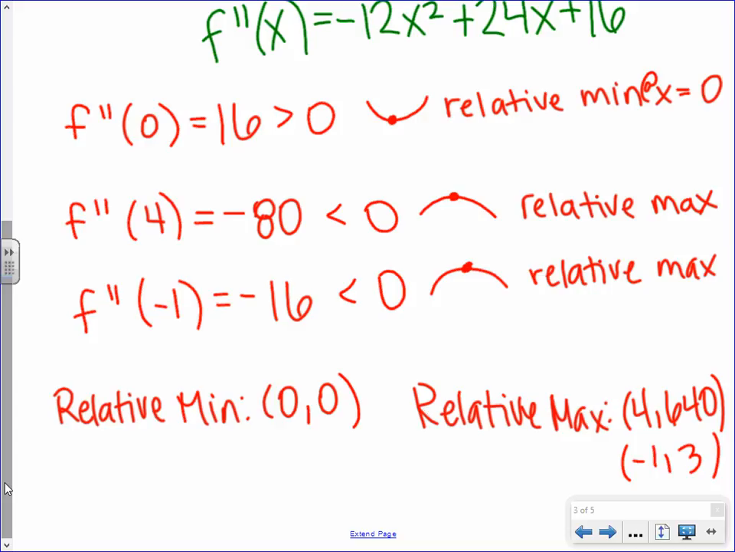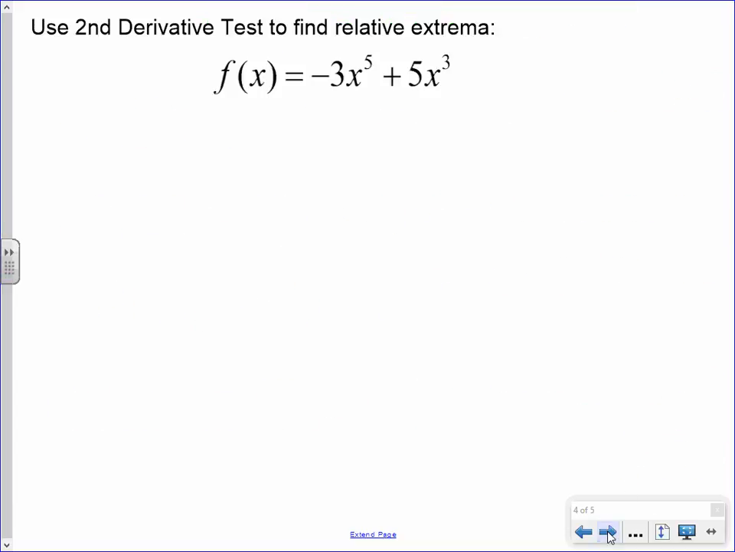Okay, so moving on. Please write down this example.